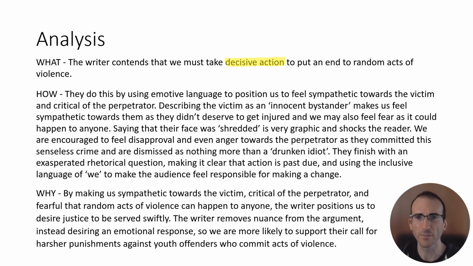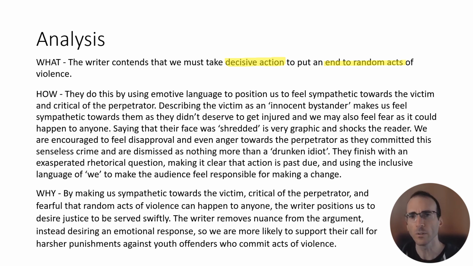I've said decisive action. That rhetorical question at the end really does that. And ultimately, the bigger contention is all about ending random acts of violence, of having harsher penalties. So that's what I think they're trying to achieve in this particular paragraph. It's a bit hard to write the what without a bigger example, but I think that's a reasonable summary of the main point that the writer was trying to make in the previous slide in that paragraph.